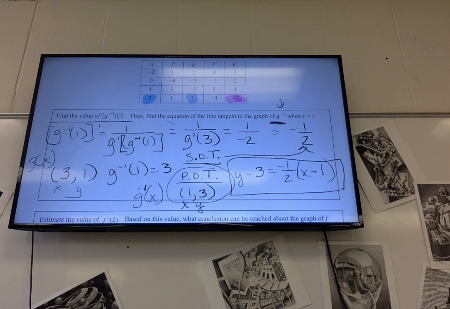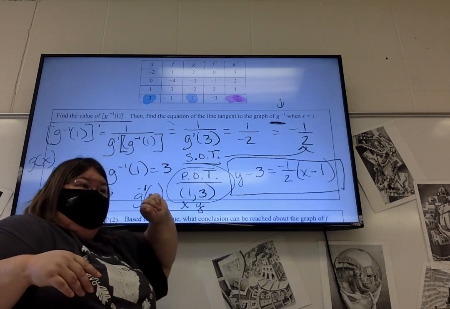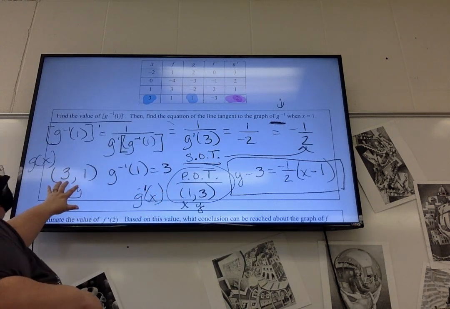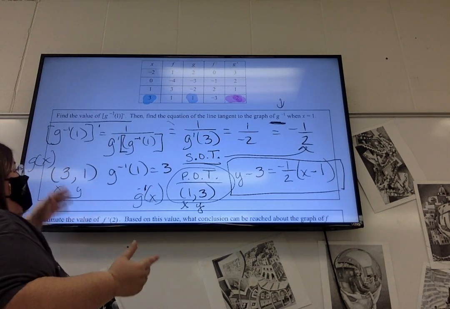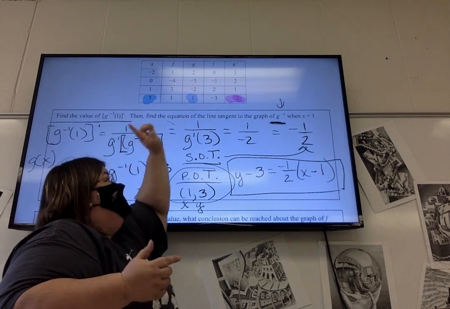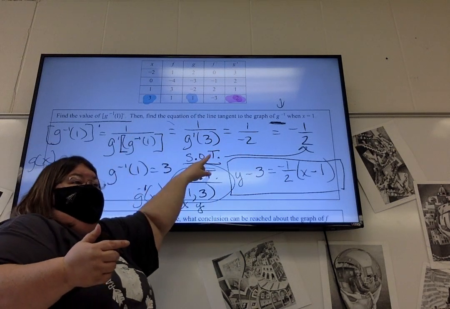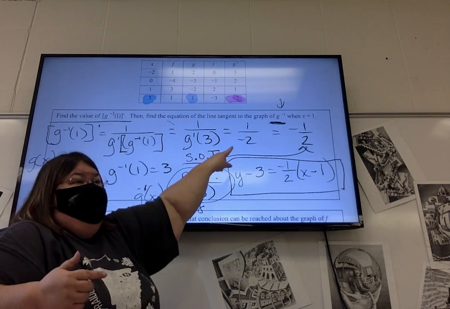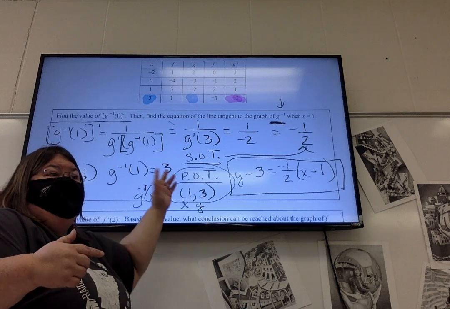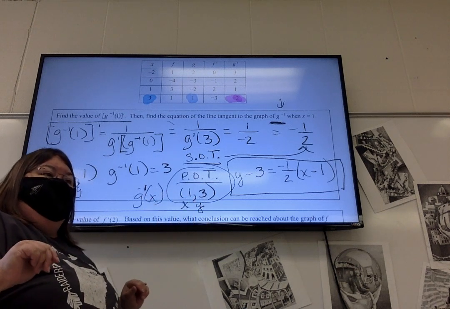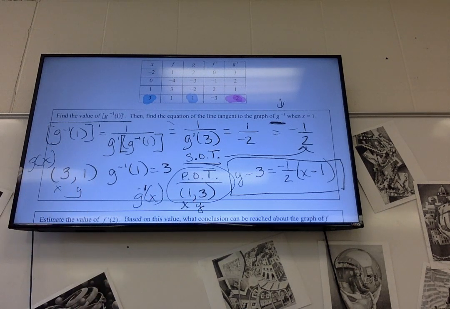Does that make sense, Wynn? Kind of? No? Yeah? No. Okay, so normally we would be finding the equation of the line tangent to g, and we would use this point for g. The point is (3, 1). But now we're doing the equation of the line tangent to the graph of the inverse. And this point is not on the inverse. This point is on the inverse because I had to flip-flop. So that's why. Okay.